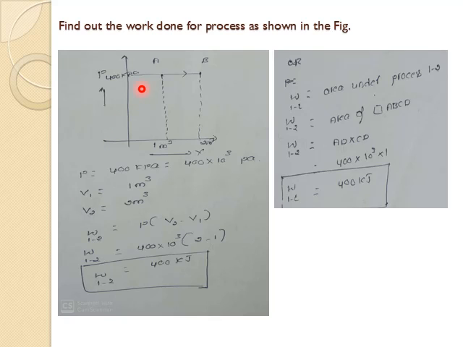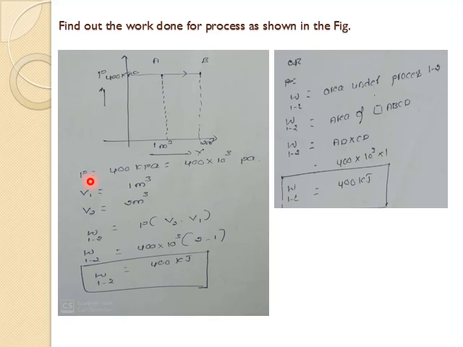Okay, in this process, which is shown in this figure, we are asked to find out the work done for the process shown. From the figure, we can easily tell that this process is a constant pressure process. That constant pressure is 400 kilopascal. So using this diagram, we need to find out the work done in the process A to B. From this figure we can extract the data.